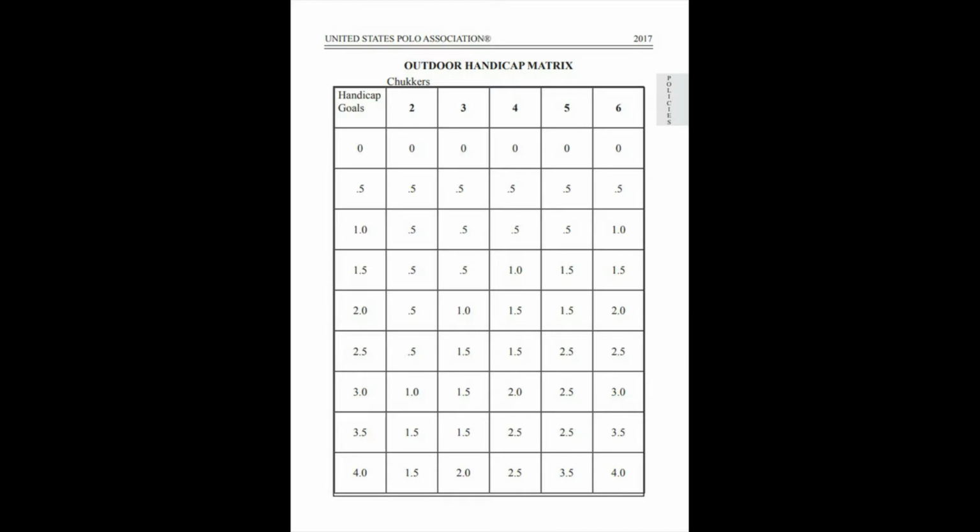You will go down the left side of the matrix and see what the handicap differential is between the teams, and then you move over to the right to see how many chukkers you're playing. And that will be the handicap based upon the matrix.